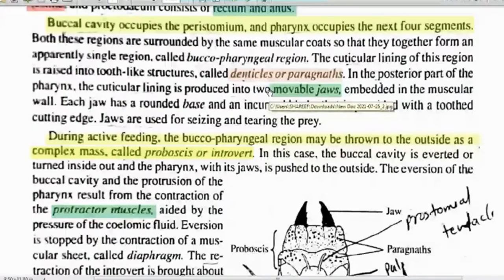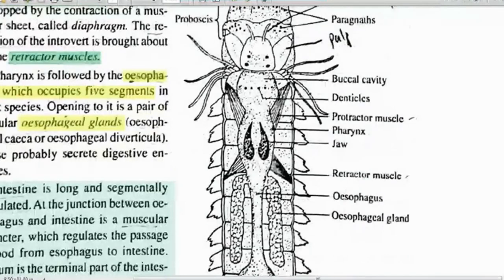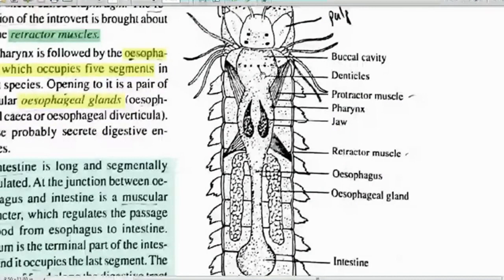In the posterior part of the pharynx, these denticles have become enlarged and stronger, forming jaws. We can see the figure here. This region is called the buccal cavity. Then after that there is the pharynx. These are two large chambers, the buccal cavity and the pharynx. In the buccal cavity and pharynx there are tooth-like structures.